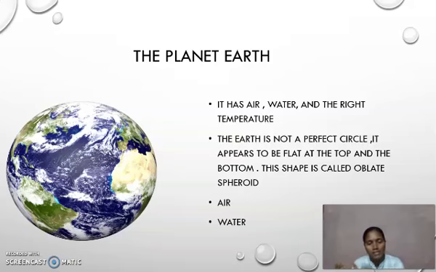Other planets don't have living conditions; they don't have water, no air, and no suitable temperature. In our earth, it is not much farther from the sun and not much closer to the sun, equally. So it is called the third planet. That's the reason the first planet is the hottest planet.